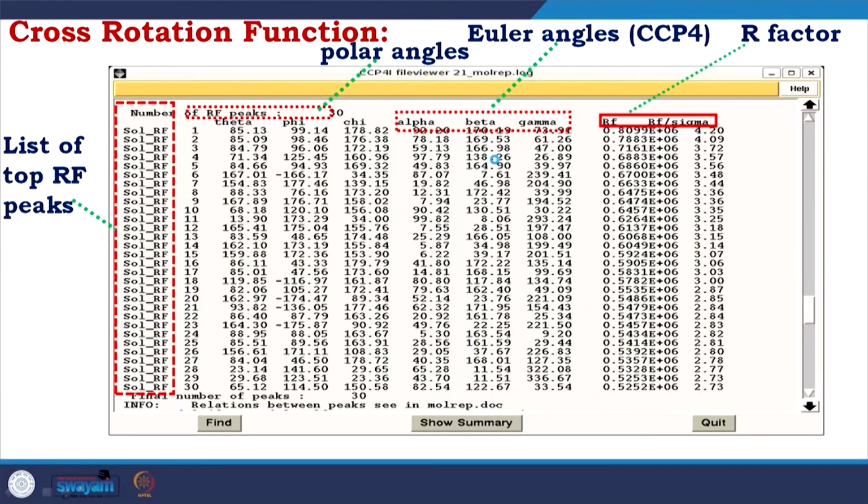So, this is details about the cross rotation function. You will see the list of top rotational function peaks and you see the polar angles, you see the Euler angles which are calculated specifically in CCP4, and you get the R factor here. So, this is rotational function and this is R factor. R factor will talk about the organization of the structure. We will talk in detail in the next class.